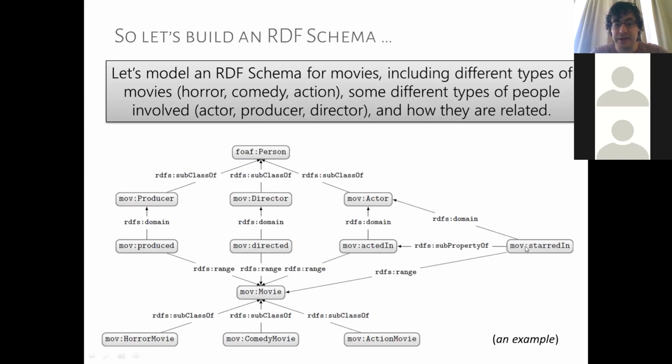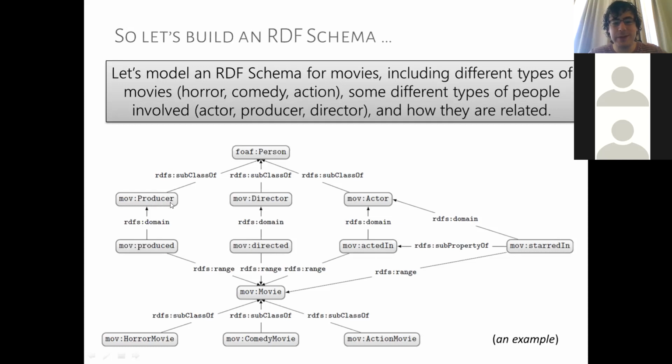Not just an acted in, but someone maybe who plays the protagonist in a movie. We could say they starred in this movie. So that we could say is a subproperty of acted in, has domain actor, and has range movie. So there's quite a few options here.